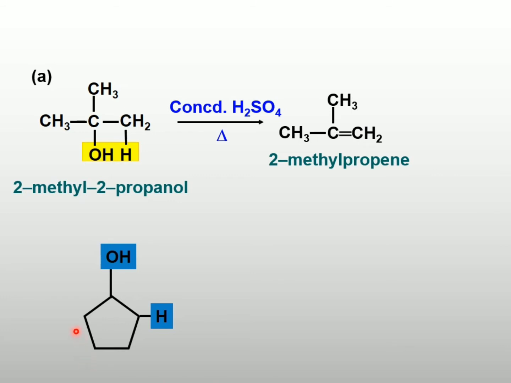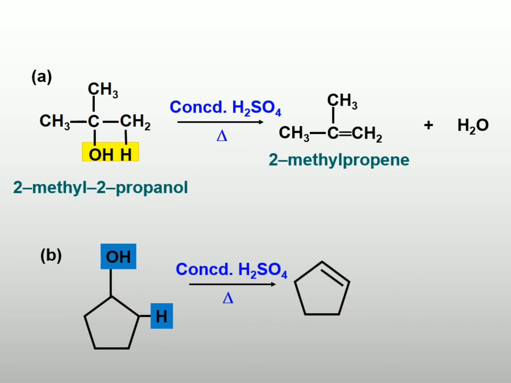And then the next one, cyclopentanol. So we have the OH, and then we want to remove another H. The H that will be eliminated must be next to the carbon which is connecting to the OH. So we can remove this H here or another H on this side. Under dehydration, the OH and the H will be eliminated, and we will get the cyclopentene.